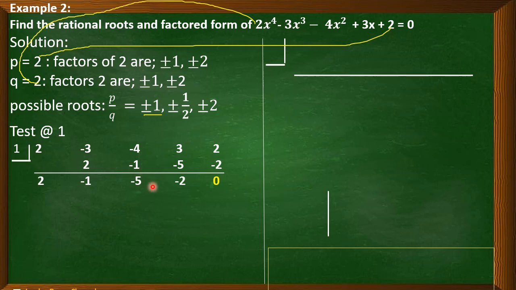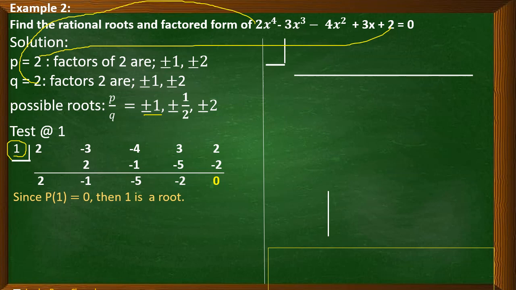-4 plus -1 is -5. -5 times 1 is -5. 3 plus -5 is -2. -2 times 1 is -2. 2 plus -2 is equal to 0. So our remainder here is equal to 0. So it means that 1 is a root of the given equation.